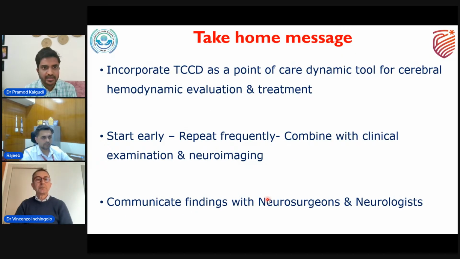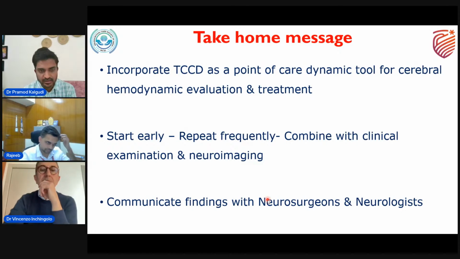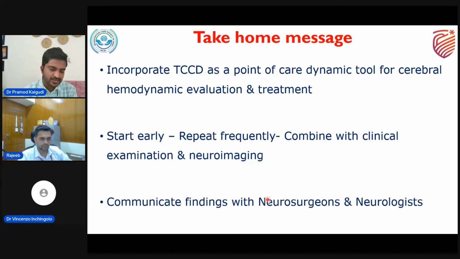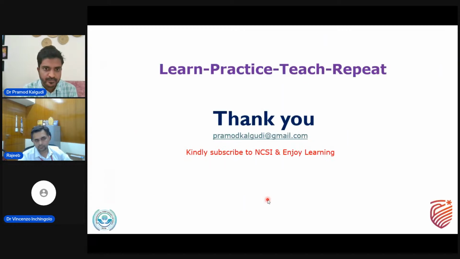So with that, I guess we would learn to incorporate TCCD as a point of care dynamic tool and start doing scans much earlier as and when the patients come to ICU and repeat it frequently, combining it with our clinical examination and neuroimaging, and communicate our findings to neurosurgeons and neurologists to treat the patients better. Thank you.